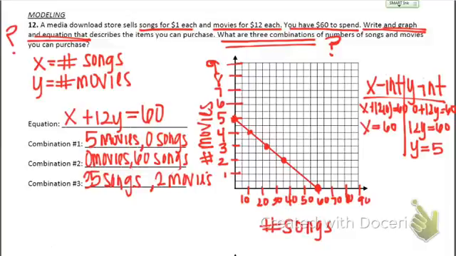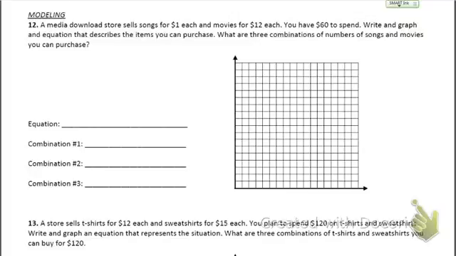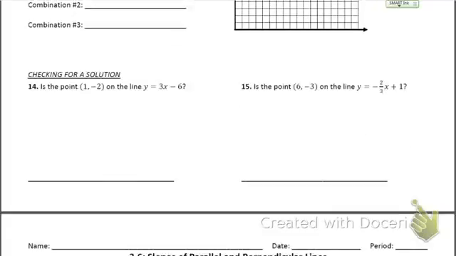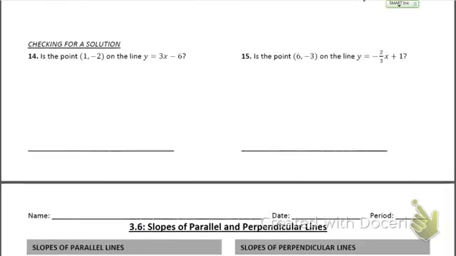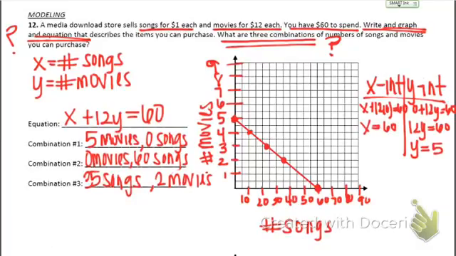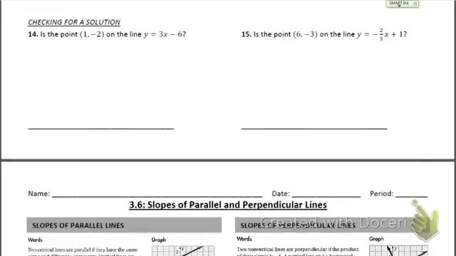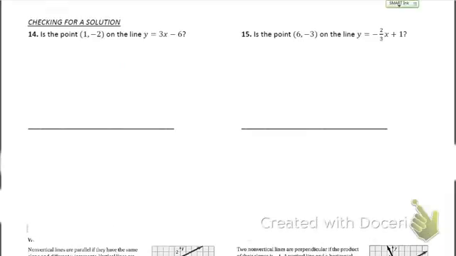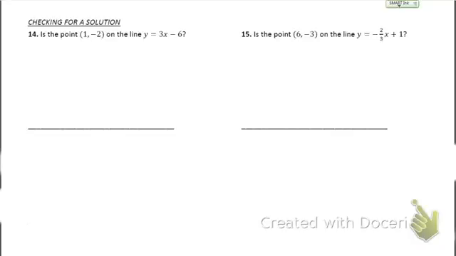So we have a similar problem on 13 about t-shirts and sweatshirts. I am going to skip that one, and let's look at the very last part of this, which is checking points. I do suggest that you work on 13, but for the sake of time, we're going to just look at 14 and 15. So checking that a point is a solution to the graph.